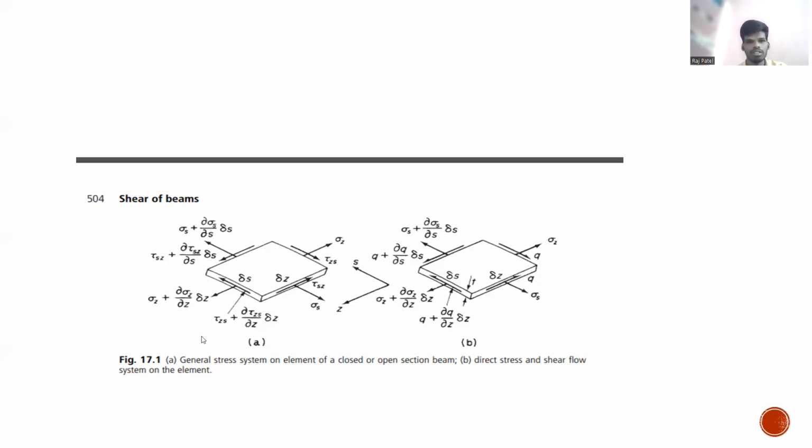And here is the general shear system on the elemental closed section and direct shear flow of the elements. Here I have considered closed and open sections, and how the shear flow gets measured. I am going to explain the derivation of shear flow in the beams by using these diagrams.